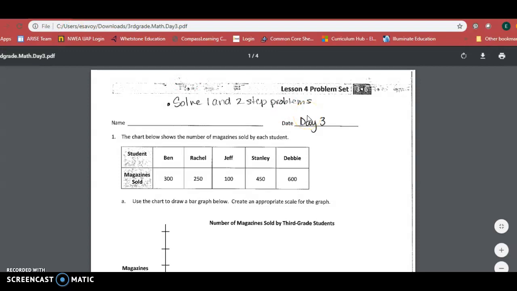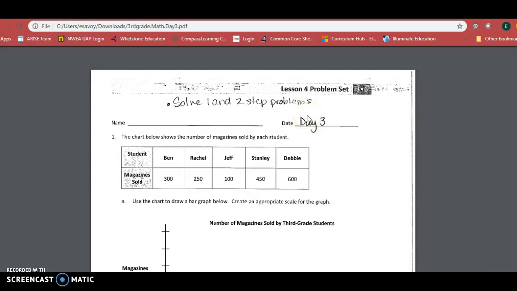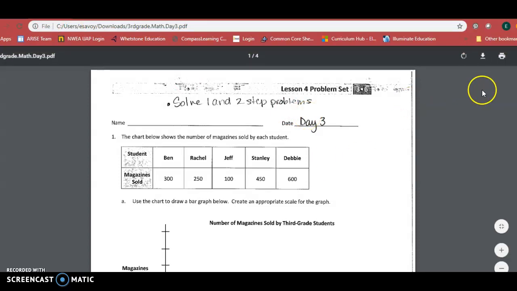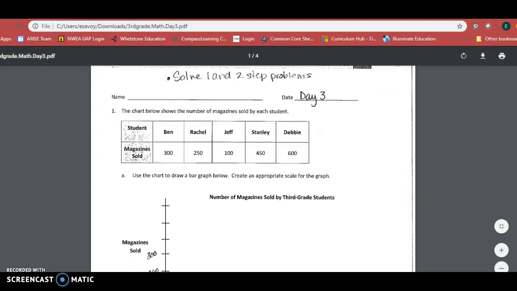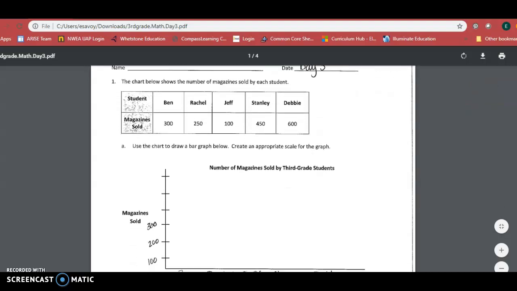Alright, so let's look at our problem set for today. As we are looking at our values, the chart below shows the number of magazines sold by each student. So before we begin, we need to choose a scale that works best for this data. When I say scale, I am looking at the numbers here on our number line. What should we be counting by and why?